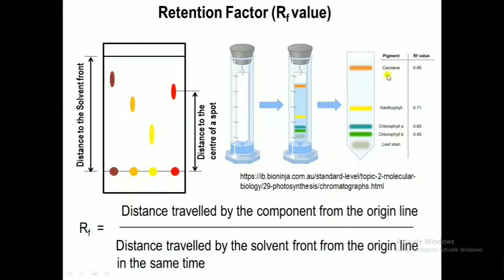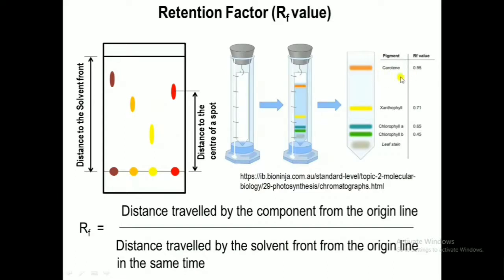So here carotene, if you take carotene, travels the maximum distance. So that means among these plant pigments, carotene has the weakest interaction, or least interaction, with the stationary phase. So the carotene prefers to remain in the mobile phase most of the time. So that's why carotene travels the maximum distance, almost the same distance as the solvent front.